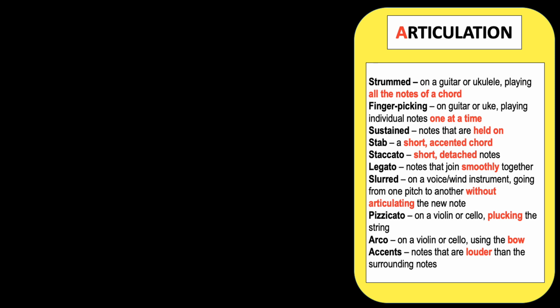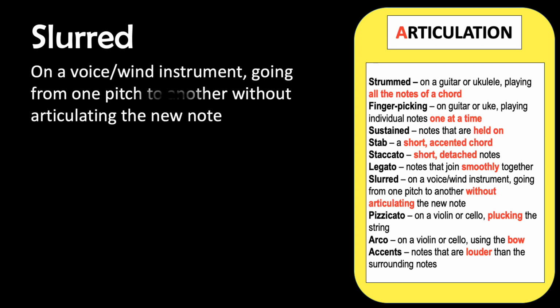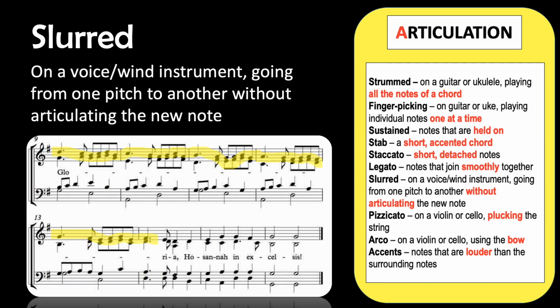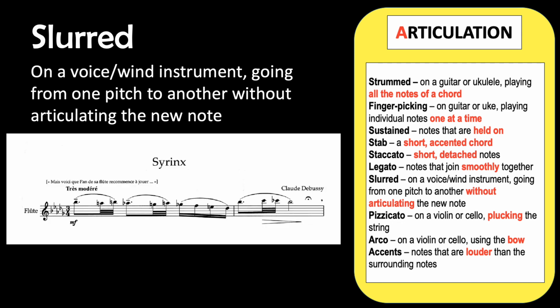Slurred is when, on a voice or a wind instrument, you go from one pitch to the next without articulating the new note. An example of this is in the Christmas carol Ding Dong Merrily on High, when you get to the chorus and you sing the really long Gloria, and there's lots and lots of different notes that are highlighted in yellow here on the glaw of Gloria. This is what it might sound like on a wind instrument.